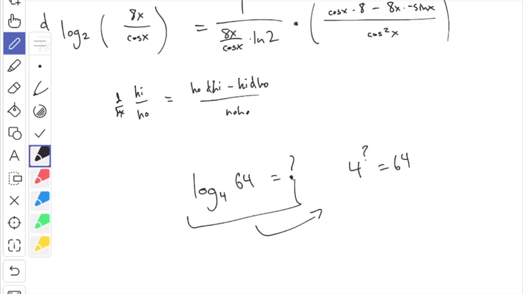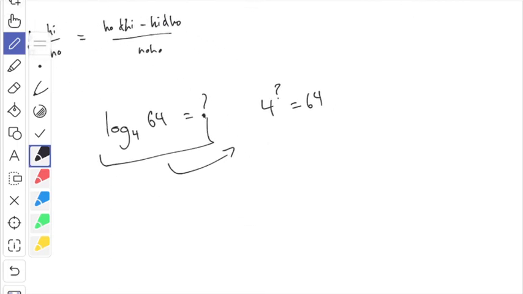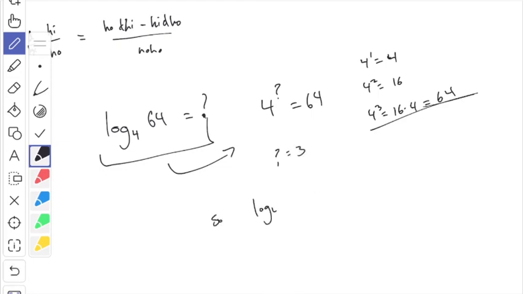And what exponent do we want there? 3. Yeah, I think 4 to the third power is 64. Maybe you don't know your fourth powers, but on the test, if you saw this, I would expect you to just do something like, well, 4 to the 1 is 4, 4 to the 2 is 16, 4 to the 3 is 16 times another 4, which is 64, and then you realize you got it. So the question mark is supposed to be 3. So that means log base 4 of 64 is 3, right? That's the kind of thing you have to think through in order to figure that log out.